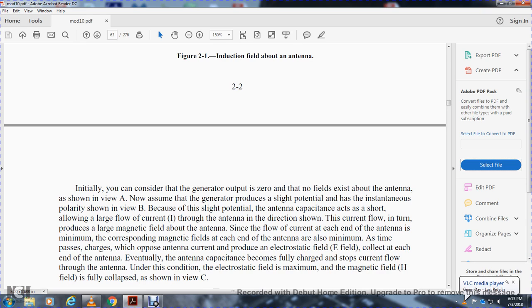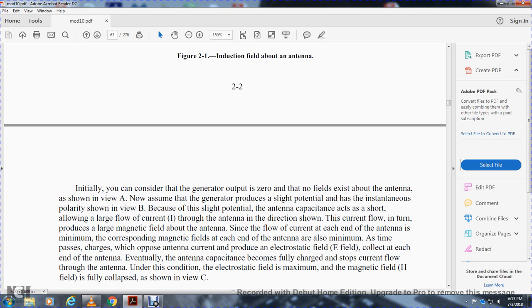Assume the generator produces a slight potential with the instantaneous polarity shown at UB. Because of the slight potential, the antenna capacity acts as a short, allowing a large flow of current through the antenna in the direction shown. The current flow in turn produces a large magnetic field about the antenna. At each end of the antenna the current is at a minimum, as are the corresponding magnetic fields.